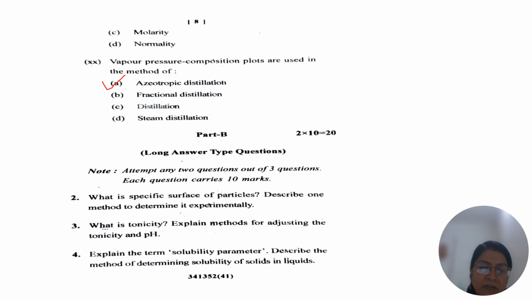In the case of long questions, the first question is: what is the specific surface of particles? You must know that there are two kinds of specific surface: specific surface area by volume or by weight. You can determine the specific surface of particles and describe one method to determine it experimentally. You can determine it by either the adsorption method or by the Fisher sub-sieve sizer. Any method you can write down here.